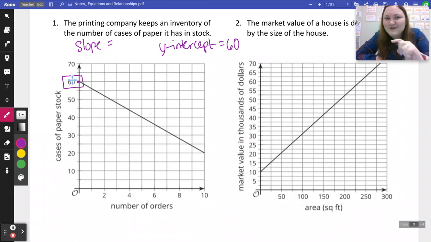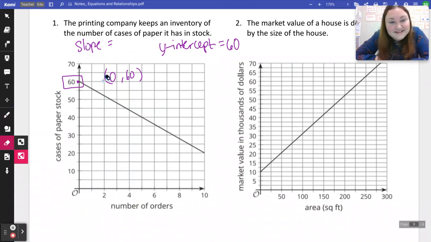But there's a little more to it because remember a point has a pair of numbers. That 60 is the y-intercept. What is that x-intercept? Not x-intercept, I'm sorry. What is that x coordinate? It's the number 0. That y-intercept right there tells me that they have 60 cases of paper in stock if they don't sell any orders, meaning that's like the original amount they had. That's the starting amount of cases of paper they had in stock before they sold anything. That's what our y-intercept in this situation means.